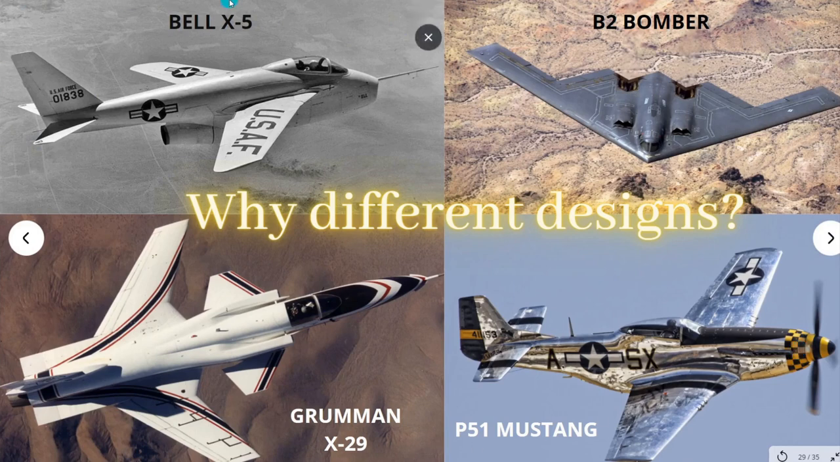Like this first one, the X-5, this was a World War II era aircraft, and this aircraft can literally change its wing shape during its flight. This aircraft was fully designed to break the sound barrier. During the time of World War II, breaking the sound barrier would give you an upper hand, right?